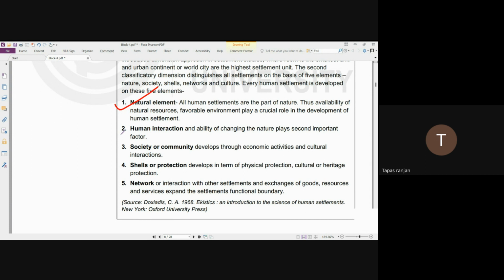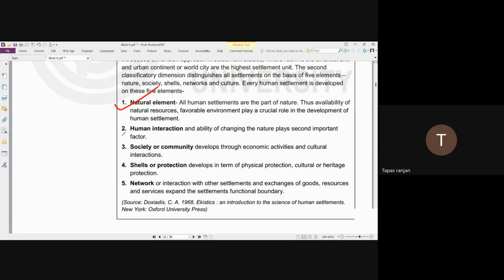And if there is another group of people, they will start interacting with them. Then comes the friendship part. Okay, so the relationship will be built, and a society and community will develop. So there is this component or element of human settlement which is also necessary.